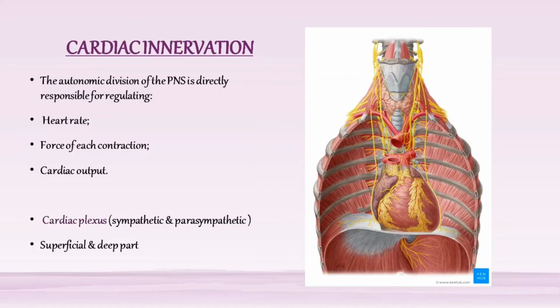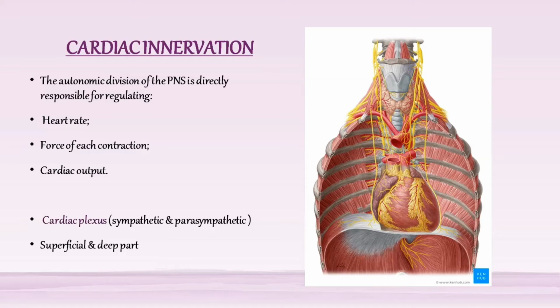Now the second part of today's lecture is nerve supply, or the cardiac innervation. Now the heart is innervated by the sympathetic and parasympathetic divisions of the autonomic nervous system via the cardiac plexus, which is situated below the arch of the aorta.